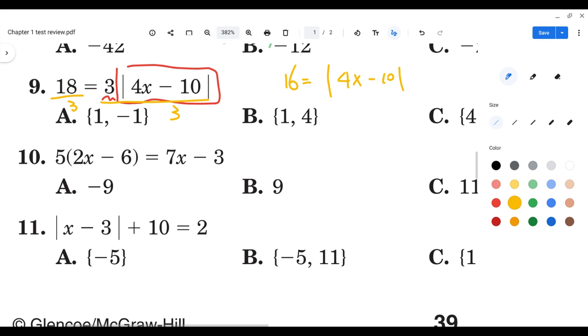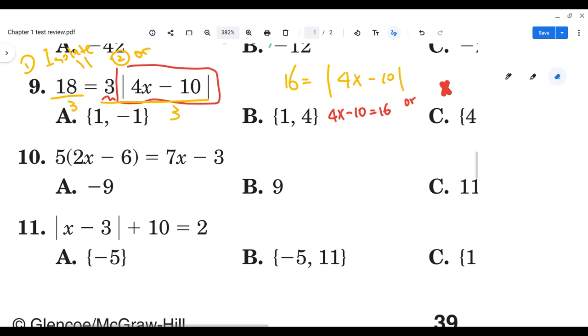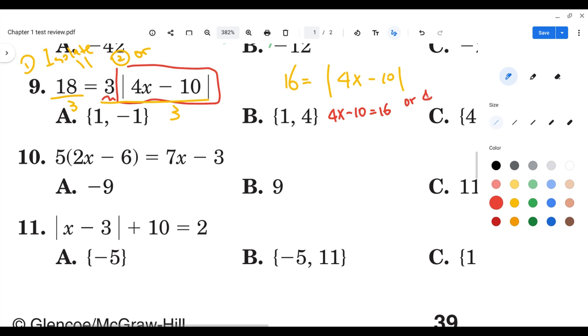So after you isolate the absolute sign, then you get rid of the absolute sign, right? Remember the first step? Isolate. The second step is the OR. What's the OR? You get rid of the absolute sign. 4x minus 10 equal to 16. That's the first one. And you get a second equation, 4x minus 10 equal negative 16.